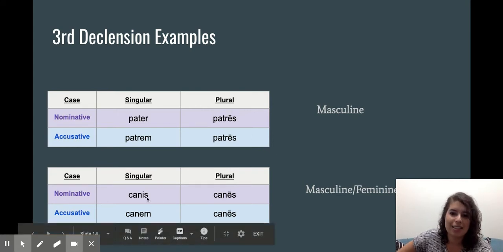So canis, our word for dog, becomes canem when it's in the accusative, a direct object. And then again, in the plural, the accusative and the nominative are the same. It's canes, right? Canes. And again, context clues will help you figure out whether it's the subject or a direct object in a sentence.